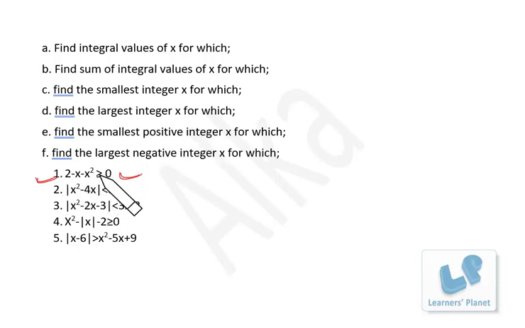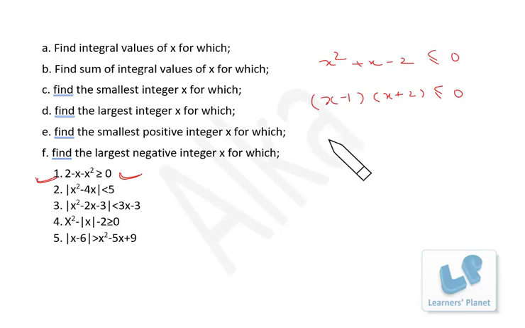2 minus x square is greater than equal to 0. So if I just multiply both the signs by negative, the sign of inequality will be changed. So here it is x square plus x minus 2 should be less than equal to 0. That means x minus 1, x plus 2 is less than equal to 0. Okay, so here it is minus 2 and here it is 1. Right? So x should be between minus 2 to 1, both inclusive.